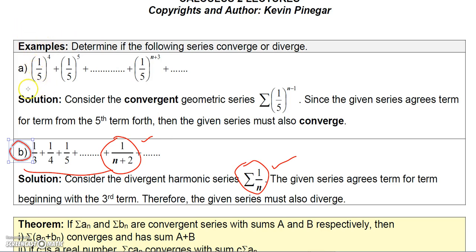Now let's see what I've got here. Here I've got 1/5 to the 4th power, 1/5 to the 5th power, and so forth. So we're starting at 1/5 to the 4th power. But this one starts at, if n is 1, 1/5 to the 0 power plus 1/5 to the 1st power plus 1/5 squared. But eventually, if we keep going, we'll get all of these terms. So once n is greater than or equal to 5, all the terms of this series will match the terms of this series. And since this is a converging geometric series, and this series converges, then the series up here must also converge.